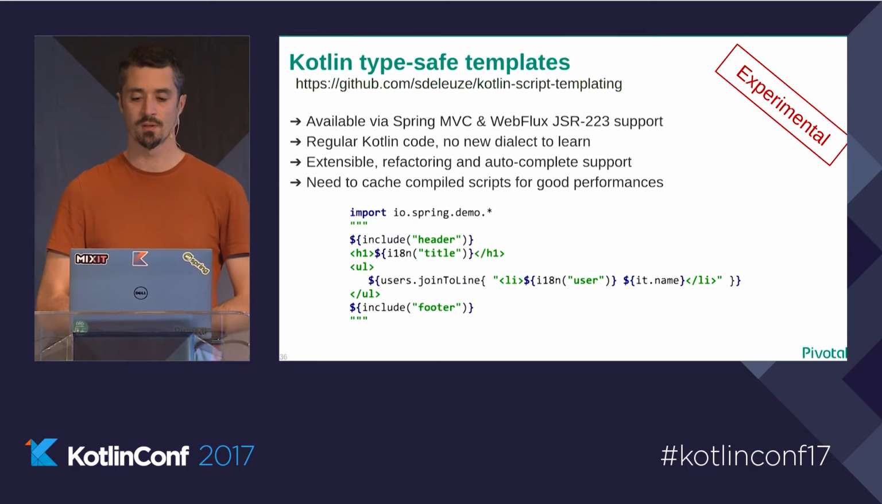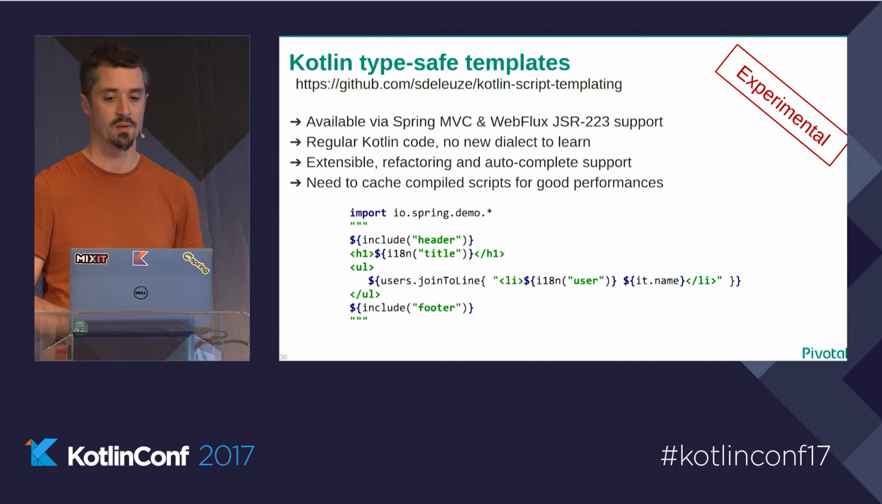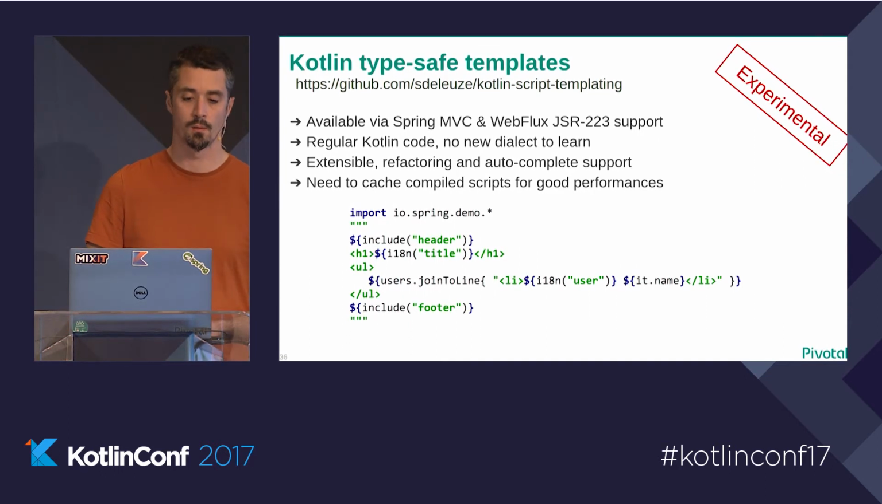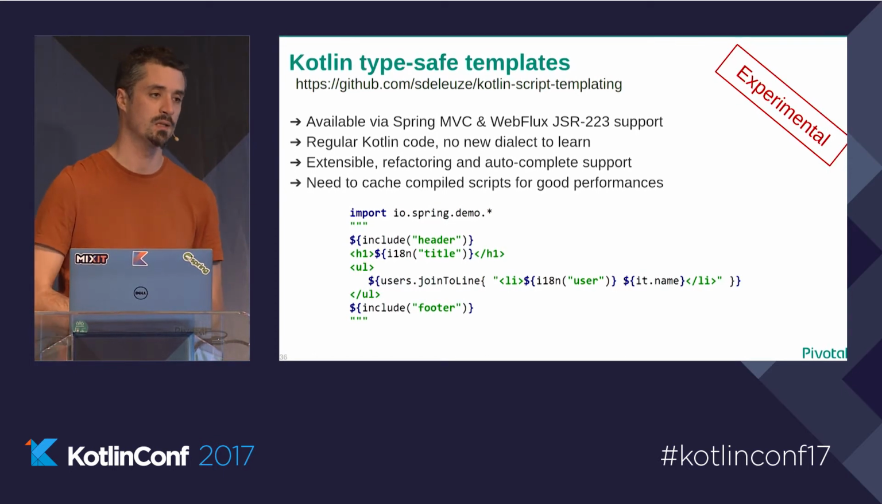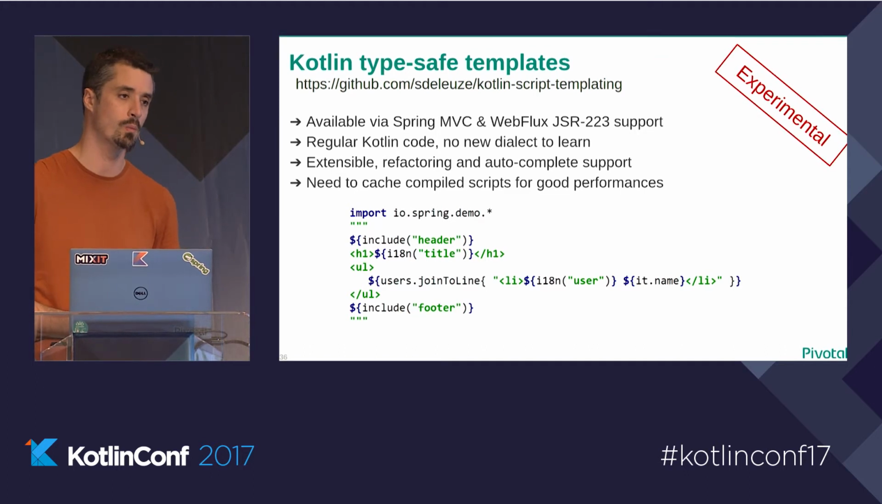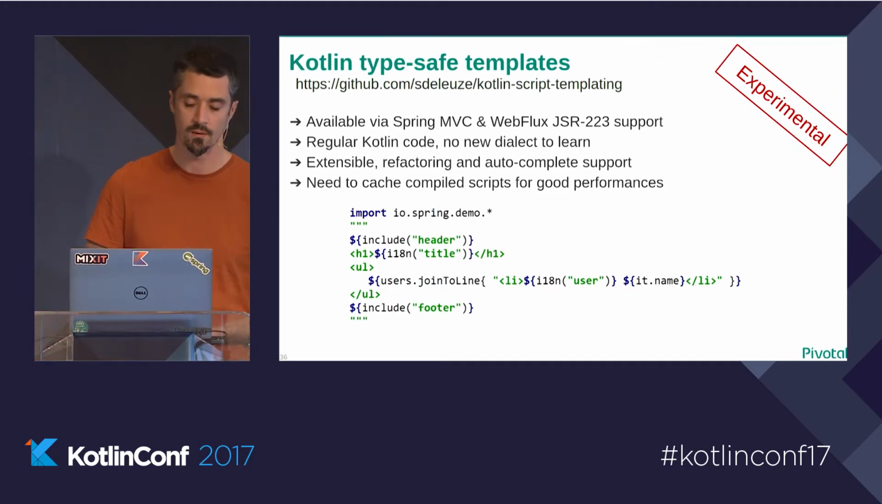I say it's experimental because it requires a lot of ceremony to set up, because that's based on the generic JSR 223 support. I have implemented in my example a quick cache mechanism because Kotlin script is quite slow to compile, so you really need to have caching if you want to go to production.